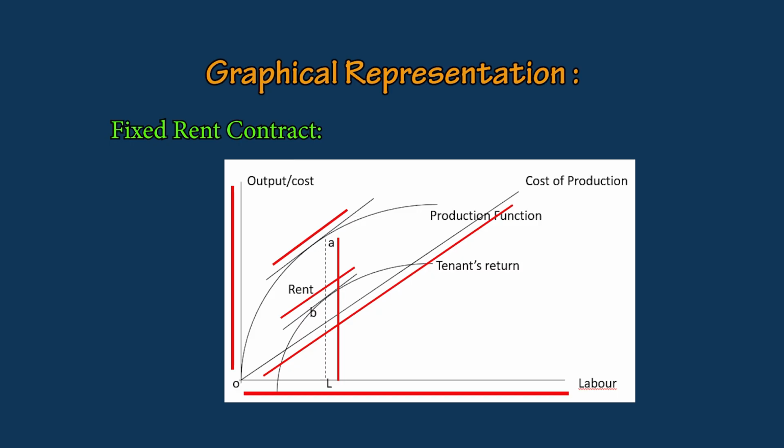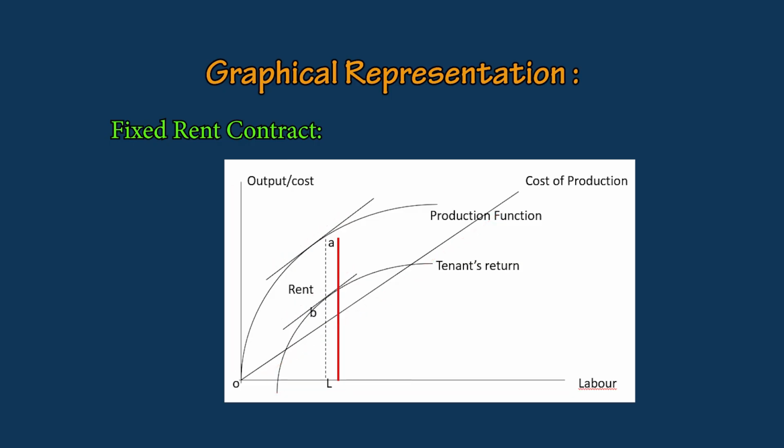In other words, we can say that this output level is efficient. So, the output level AL here represents the efficient level of output. Obviously, the corresponding level of employment should also be the efficient level of employment. The only difference in this case is that of the total output level AL, the amount AB will be given to the landowner, while the tenant will get only the amount BL.